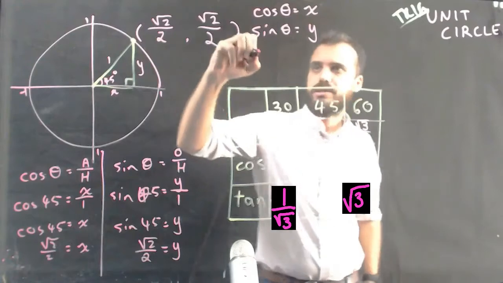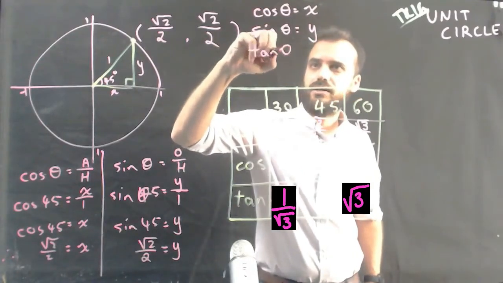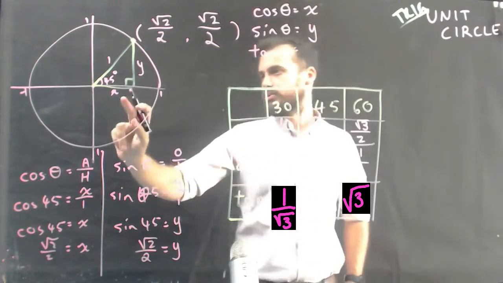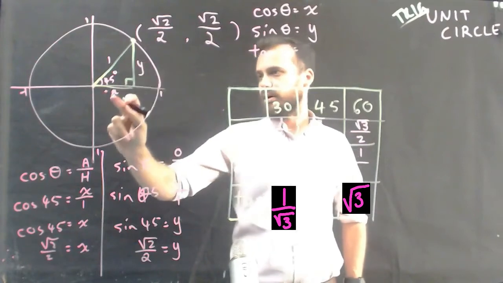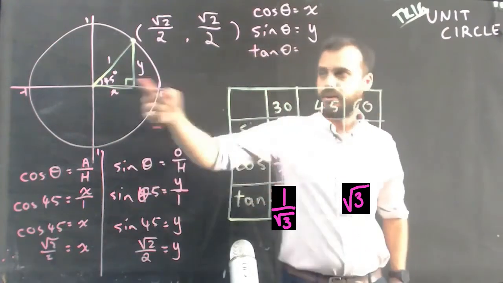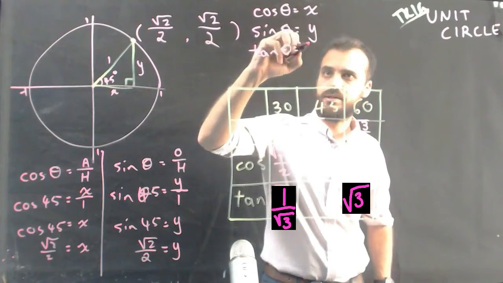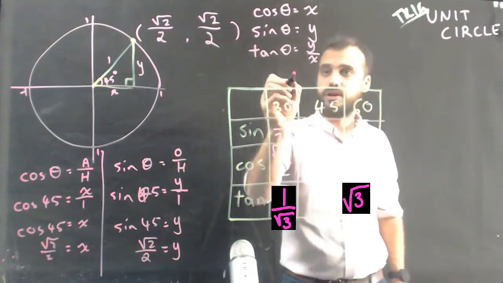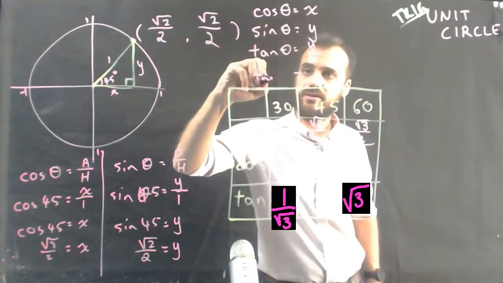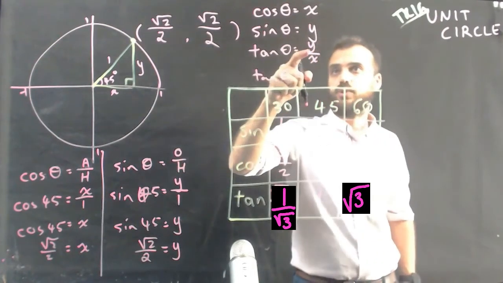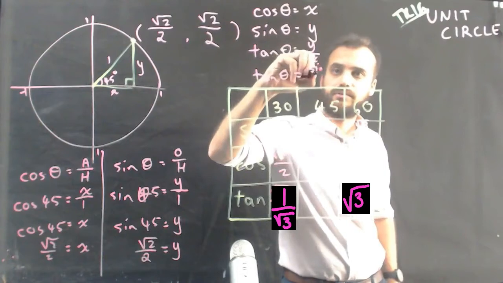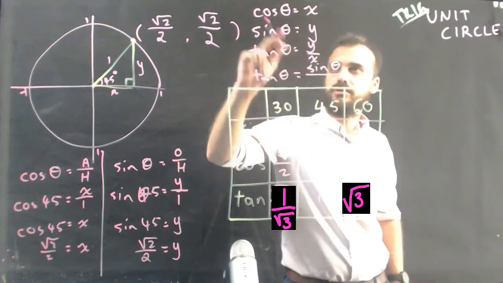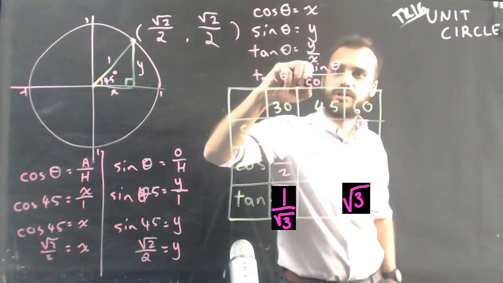We can finish this off pretty simply by saying that tan theta is equal to opposite over adjacent, that is y on x. But we can actually take that one step further and say that tan theta is equal to y, which is sine theta, on x, which is cos theta.